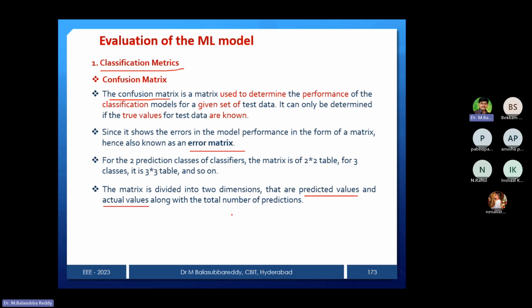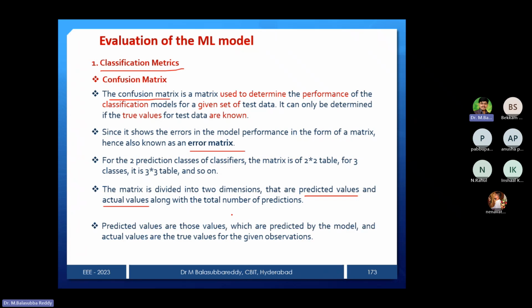Number of predictions. Suppose the number of predictions is 2, then you can find what the predicted value is and what the actual value is. The actual values are the true values given by observation. Predicted values are those values which are predicted by the model. Whatever the model predicts, those are the predicted values.